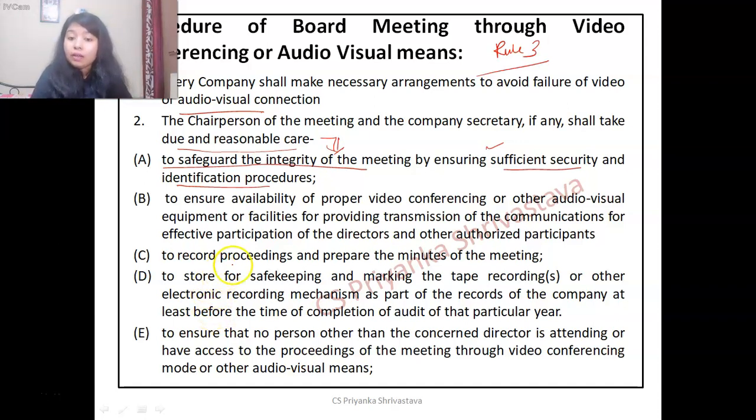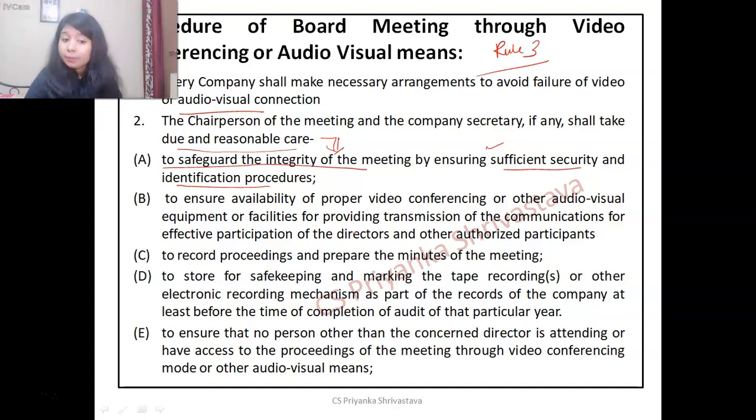Now, to ensure the availability of proper video conferencing or other audiovisual equipment or facilities for providing transmission of communication for effective participation of the directors and other authorized participants. So basically it says we need to ensure that we have proper equipment by which we can do video conferencing and audiovisual meeting thoroughly without any interruption, and communication can be done effectively.